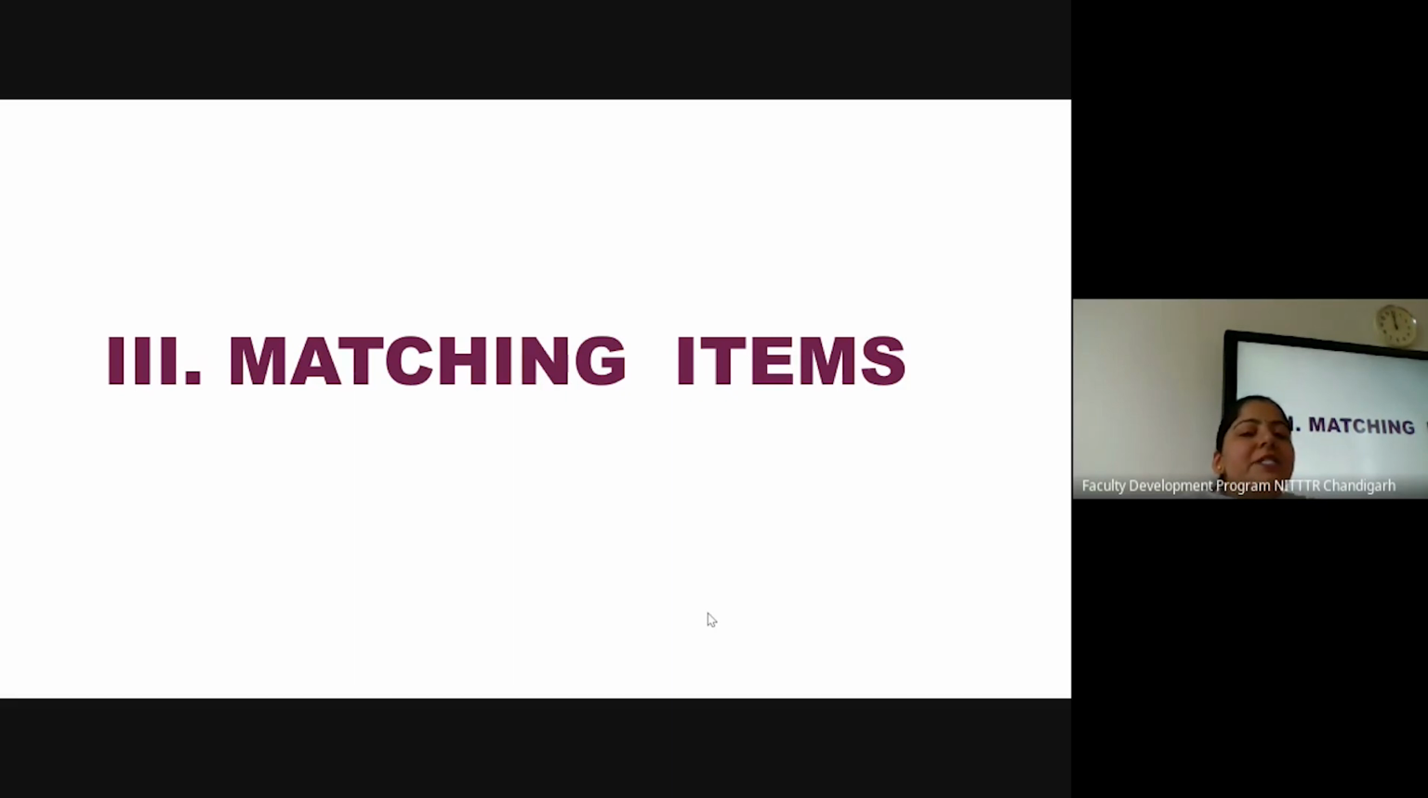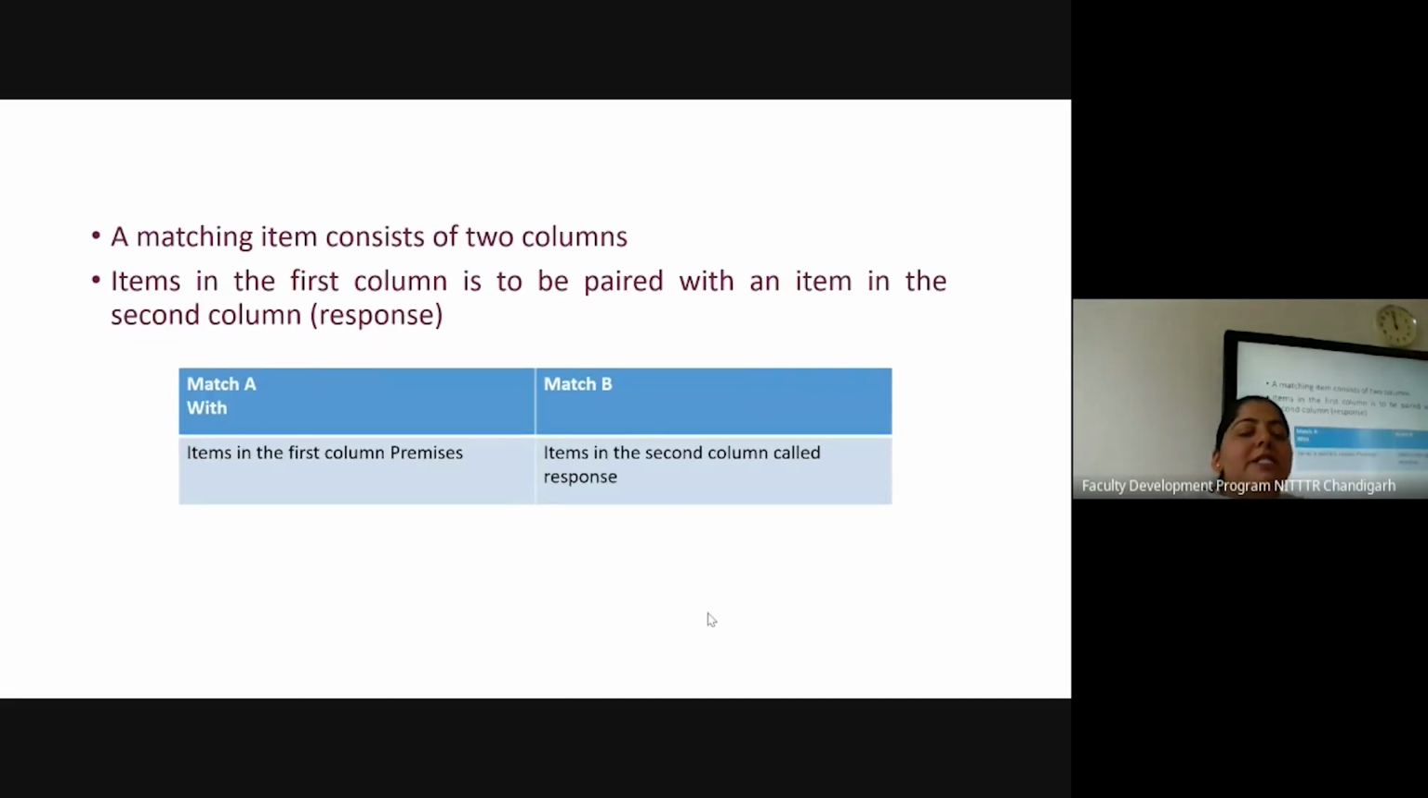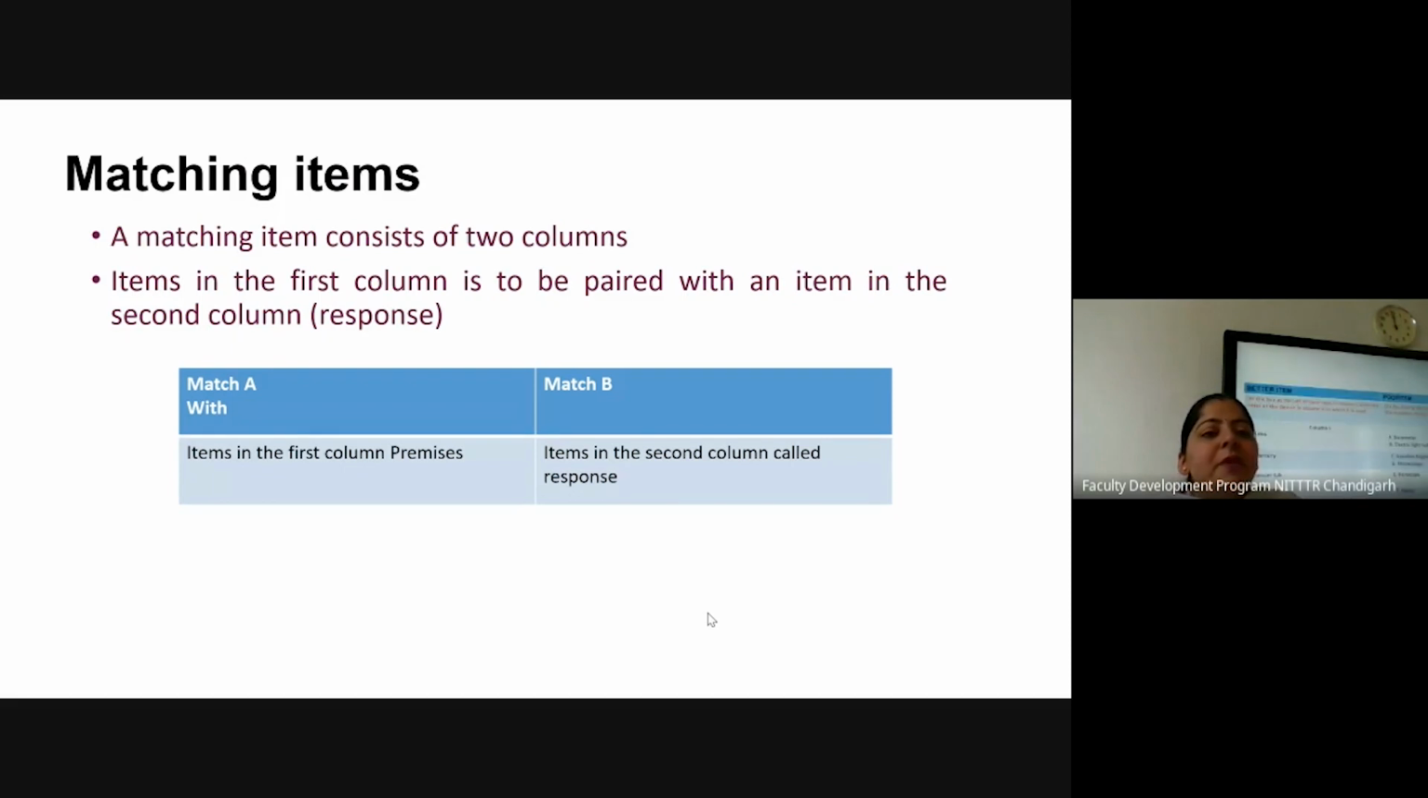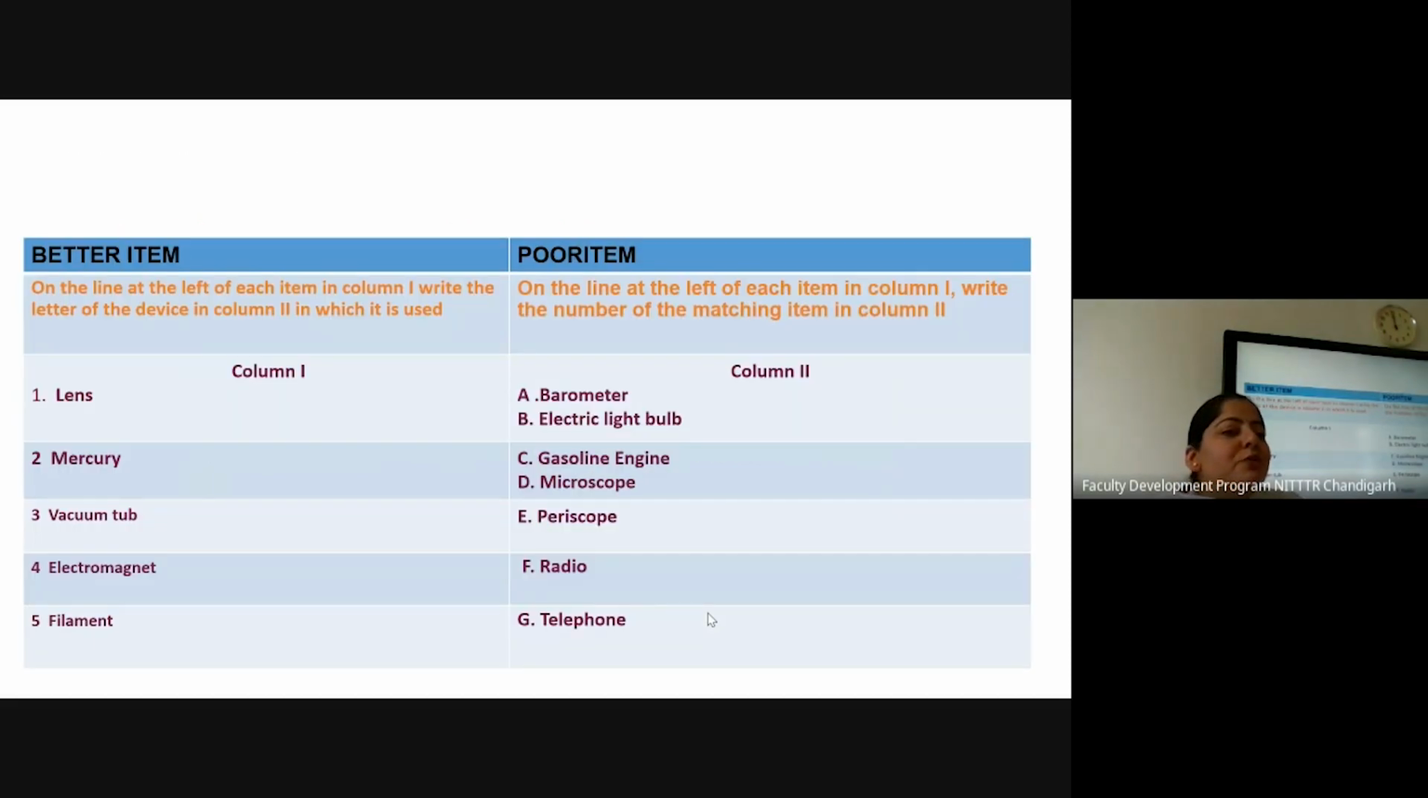Next is the matching type of test item. So matching type test items are very simple items to be designed by the teacher. These items consist of 2 different columns. An item in the first column is to be paired with an item in the second column, that is the response. So items in the first column are known as premises, and in the second column they are known as the responses. So there are certain rules that we need to consider.